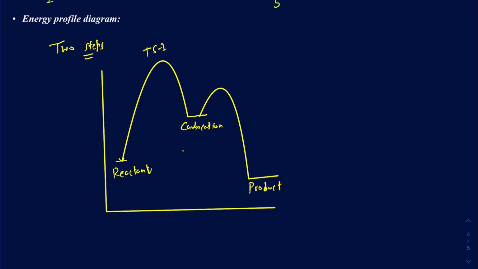Now you can clearly see that we have made this energy for the first step to be a lot higher because that is going to be your rate determining step. So this is going to be the activation energy for step 1, and this is going to be your activation energy for step 2. So clearly the EA1 is going to be bigger than EA2.